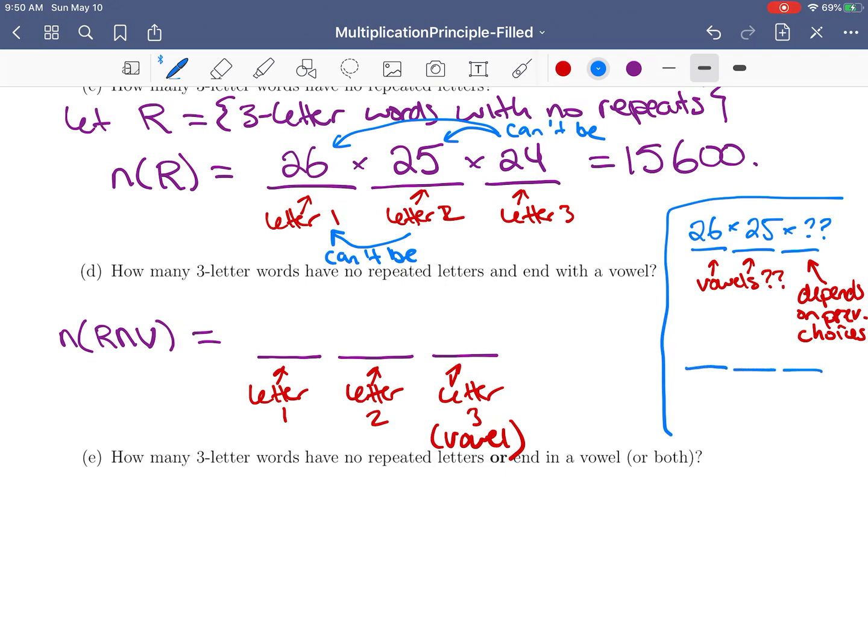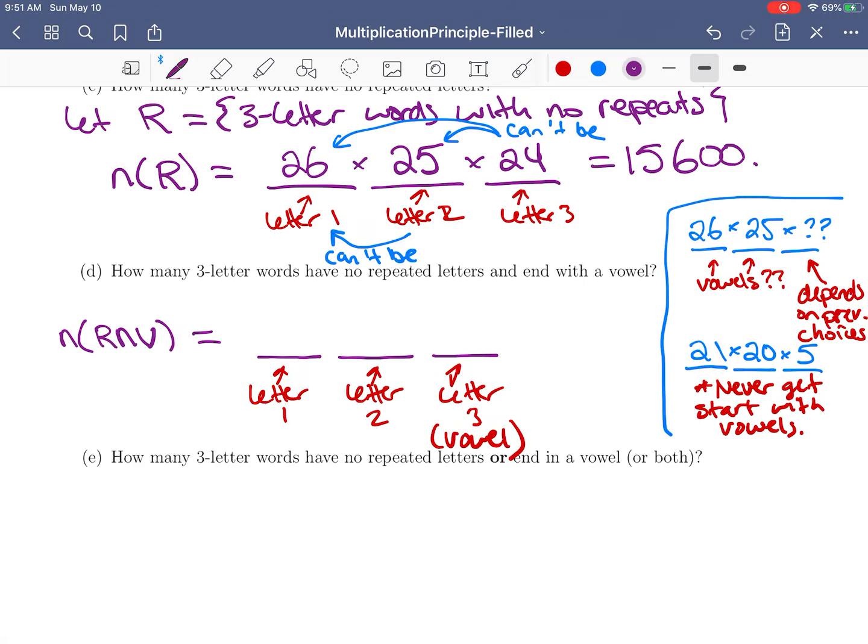Another thing I might try is, okay, let's get rid of the vowels. So instead of 26 options at the beginning, I'm only going to have 21. And then the second one obviously can't be whatever I picked in the first one. And now I definitely have 5 choices at the end. So the problem here is that we never get words that start with vowels because we eliminated them. So we took them all out, but then we're never going to get the vowels at the beginning. Okay, so we're having some problems here.